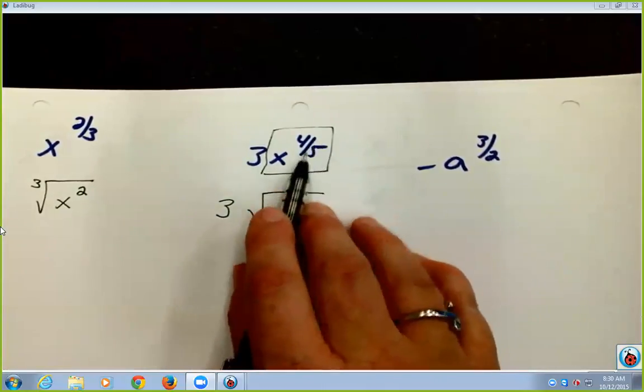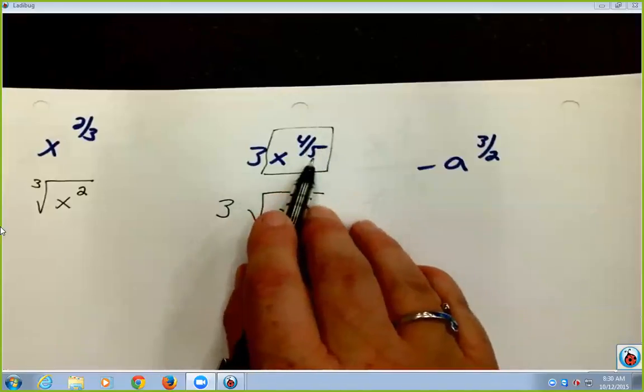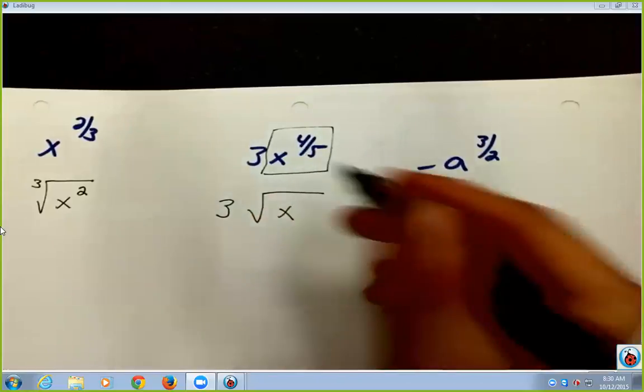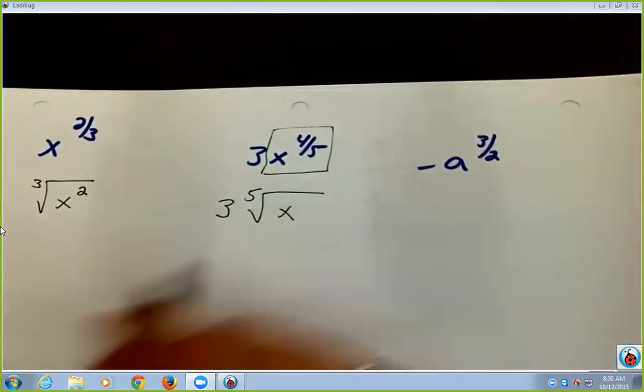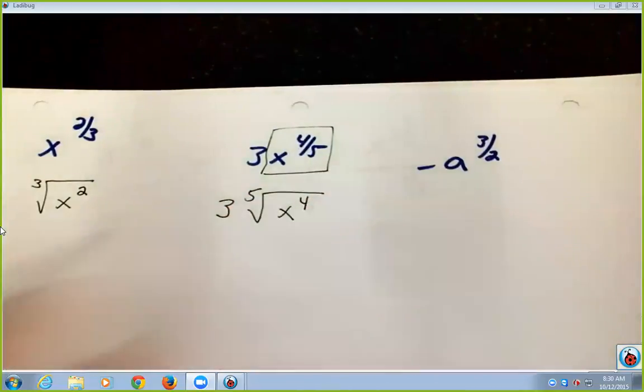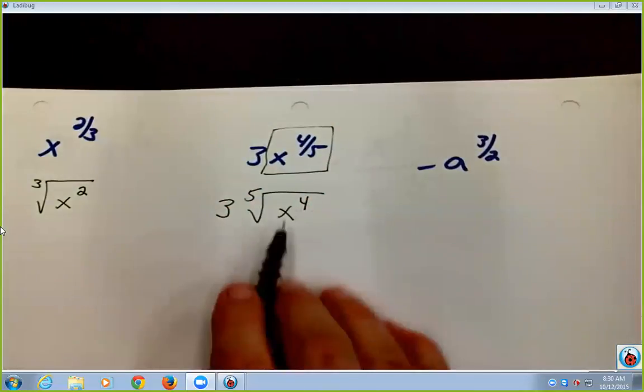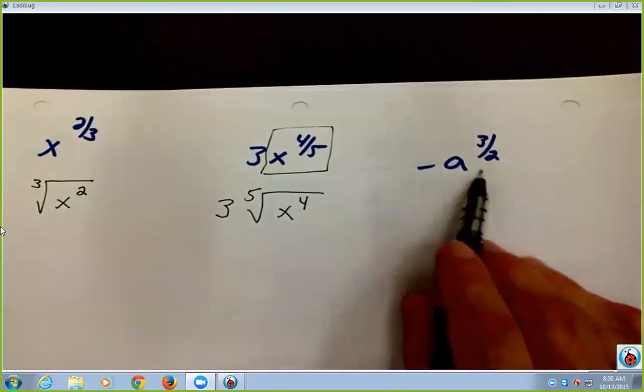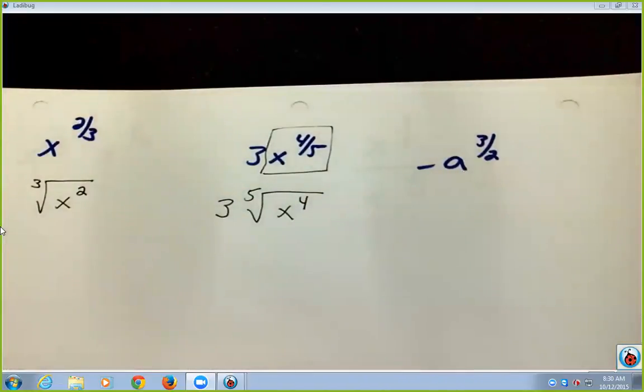5, what's 5? 5 is always the index. And 4 is my power that's on here. Okay, this one, we're going to leave the -1 out inside.